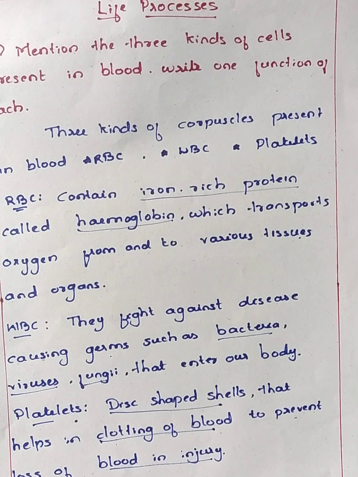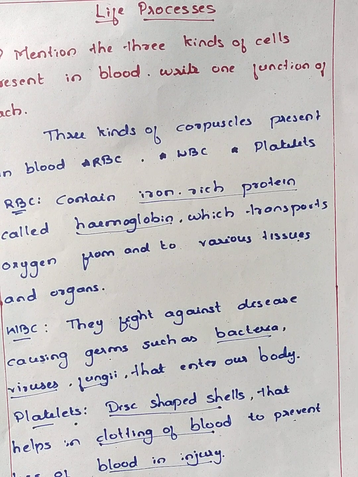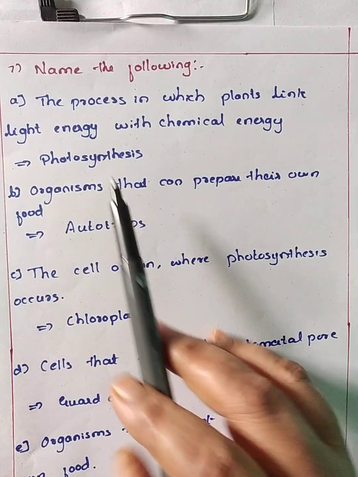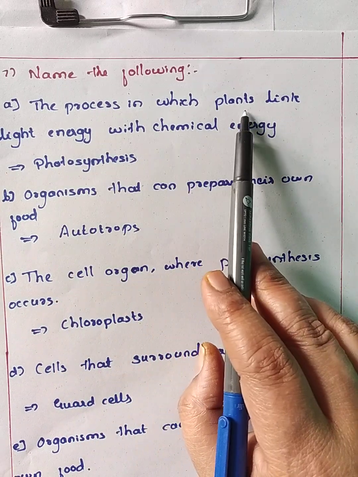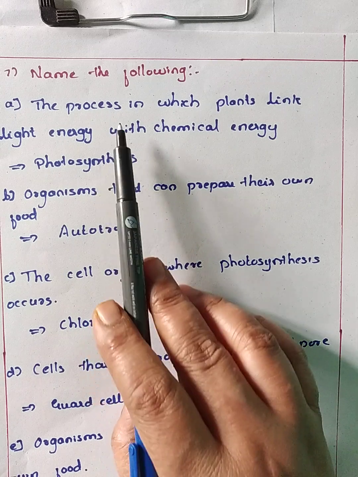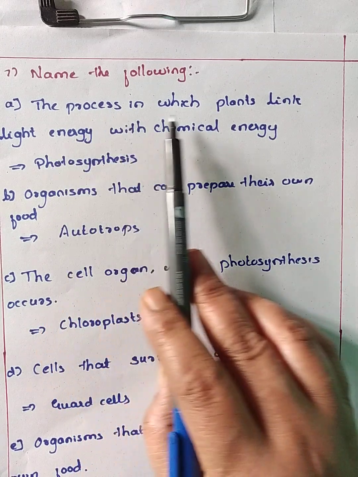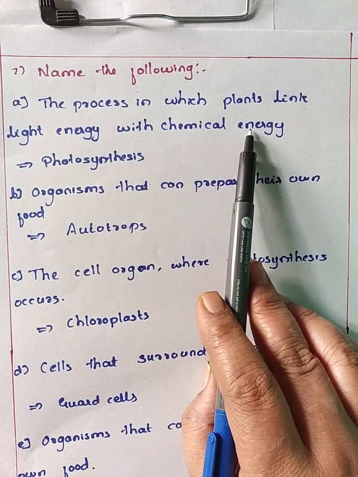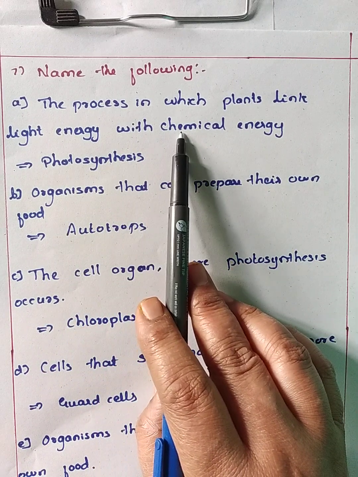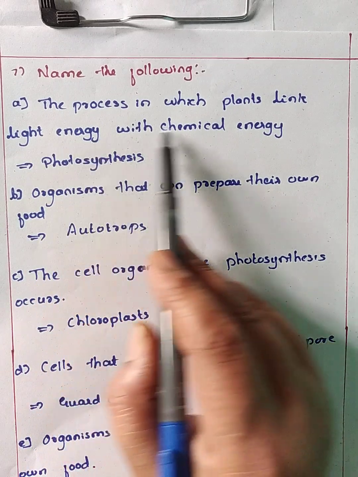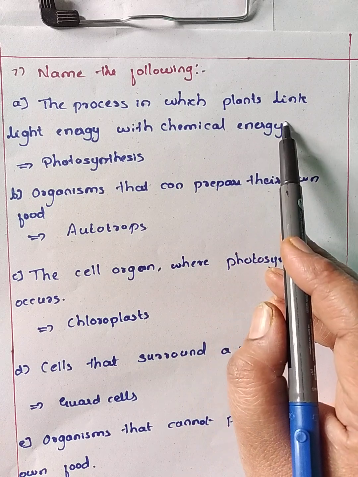So this is the sixth question. Next question is, name the following. So a one word answer is given, you have to find the process for that step. The process in which plants convert light energy into chemical energy. So what is that process? That is called photosynthesis. In photosynthesis, light energy is converted into chemical energy.